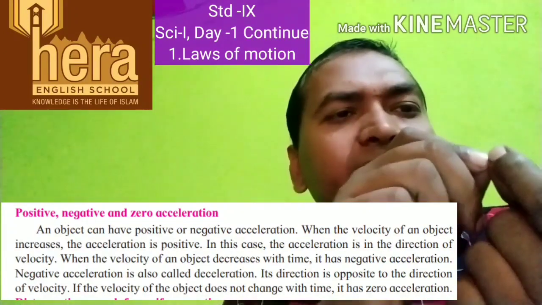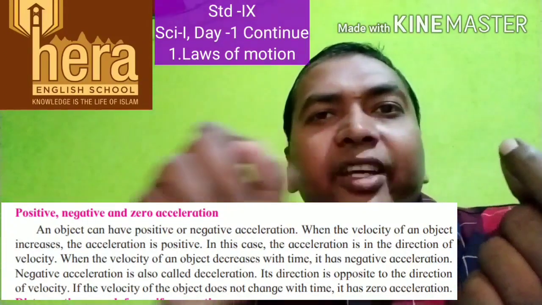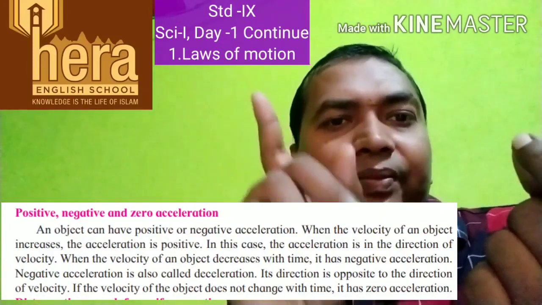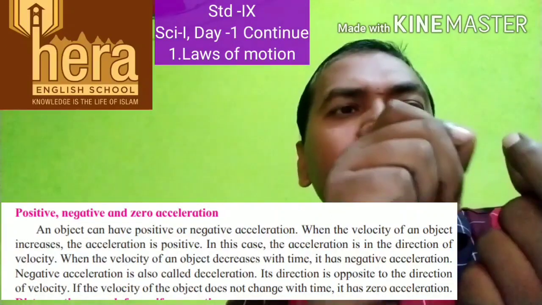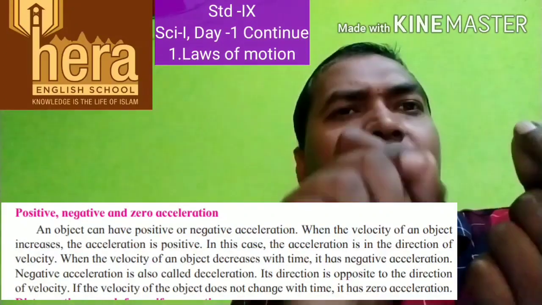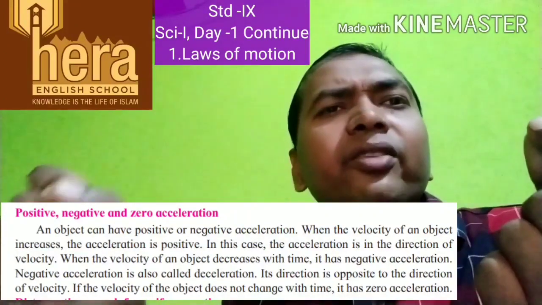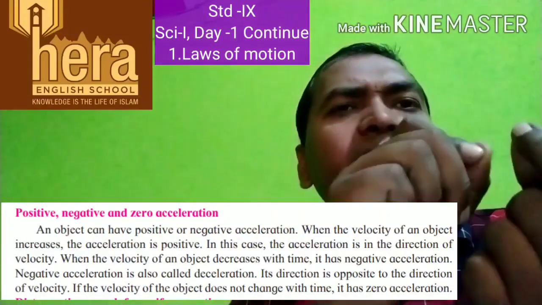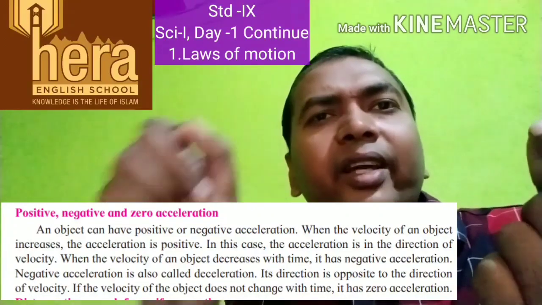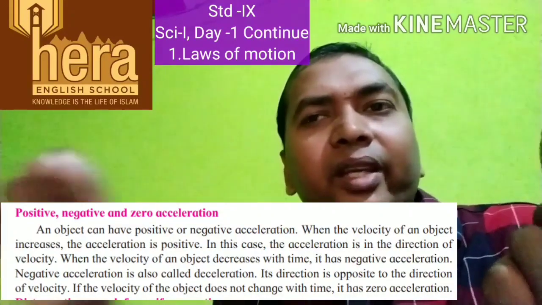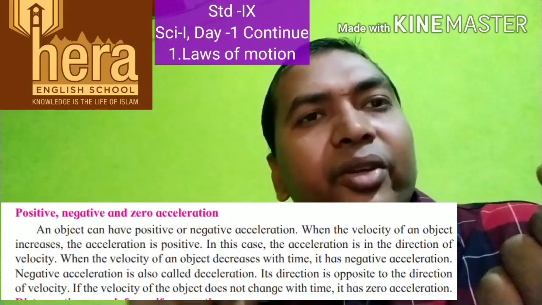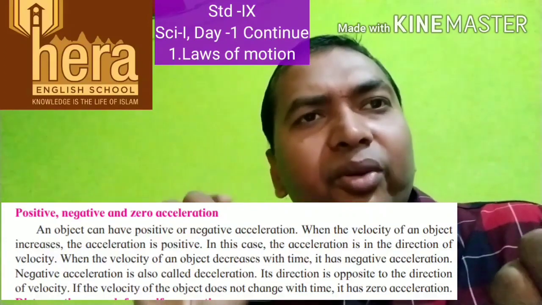In positive acceleration, velocity of the object will increase. In negative acceleration, velocity, I said velocity, not speed, velocity of the object will decrease. And in zero acceleration there will be no change in velocity, that is constant. If a car is moving with 20 meter per second, after 1 second again it is moving 20 meter per second, after 1 second again it is moving 20 meter per second in a particular direction. So this is an example of zero acceleration. Understood?